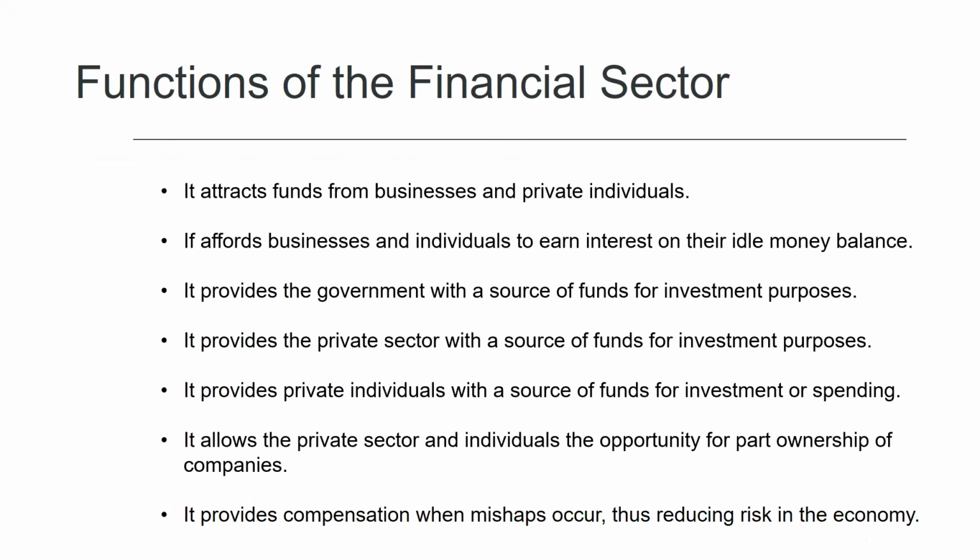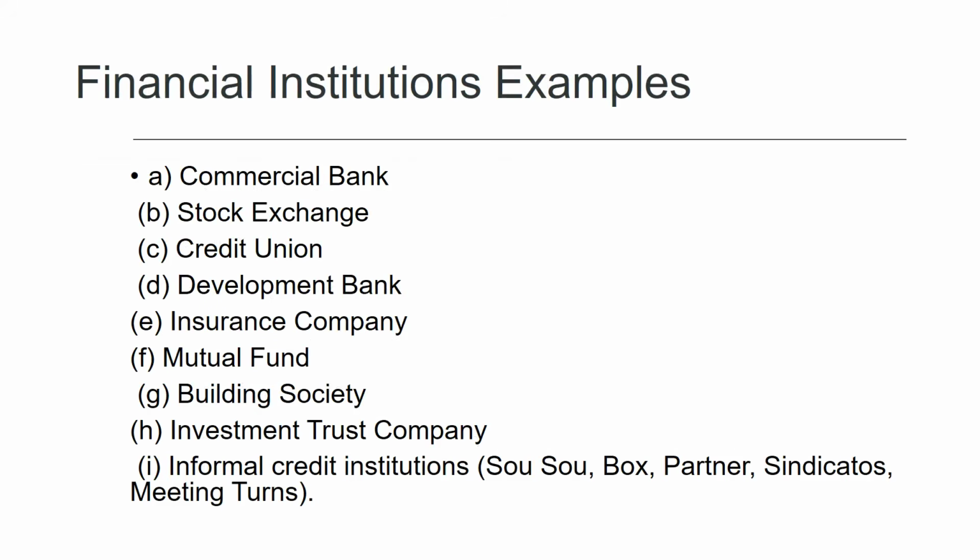Let's look at the functions of the financial sector. As we said, it attracts funds from businesses and private individuals. It allows businesses to earn interest on idle money. It gives the government a source of funds for investment, and it gives the private sector a source of funds for both investment and spending. It allows the private sector the opportunity to own companies, and to get compensated in the event that something happens, which is where insurance comes in.